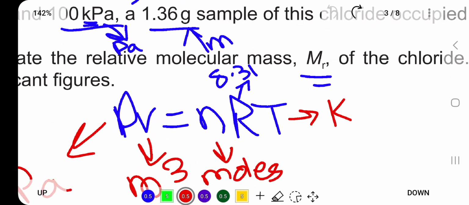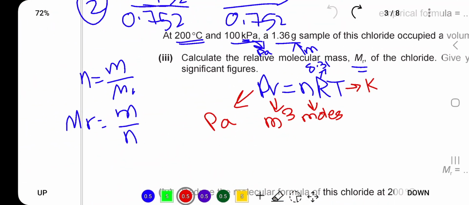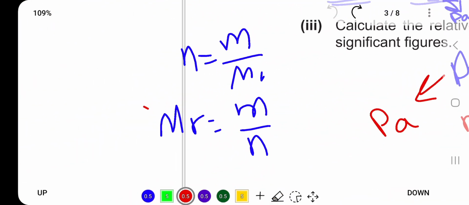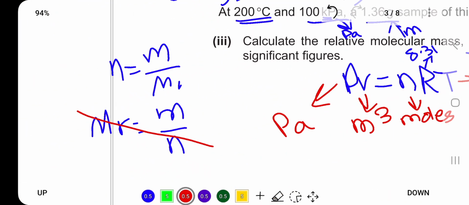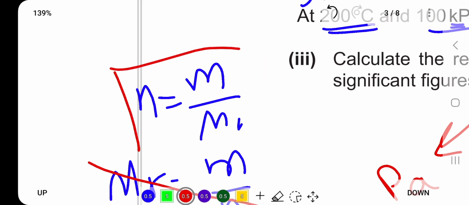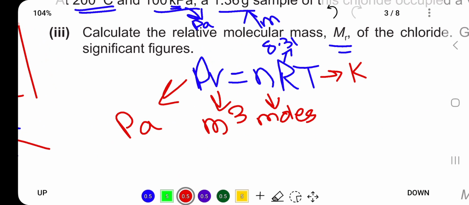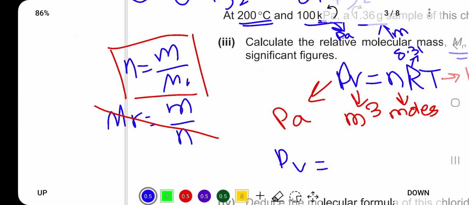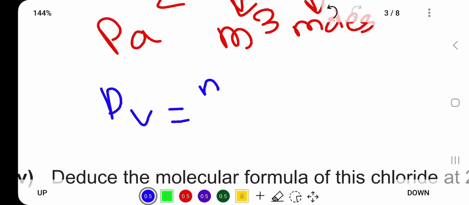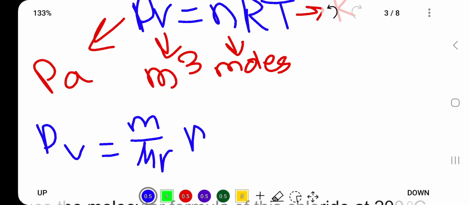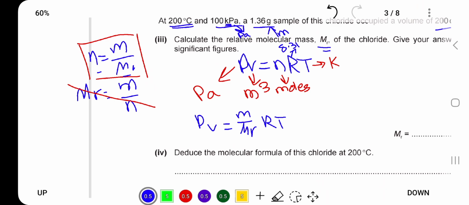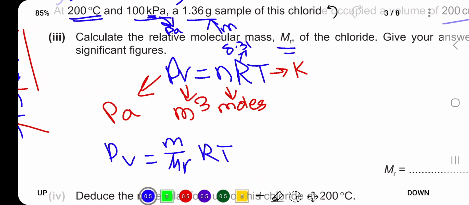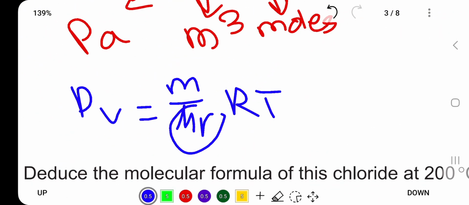Okay, now that you know the units of every single thing, you're gonna wonder, why is there no Mr? But look, in this question there's no need to use this equation as it is. You're gonna focus on n equals m over Mr, so you can substitute for n and make it PV equals m over Mr, and then the rest of the equation. But still they only want Mr, not m.